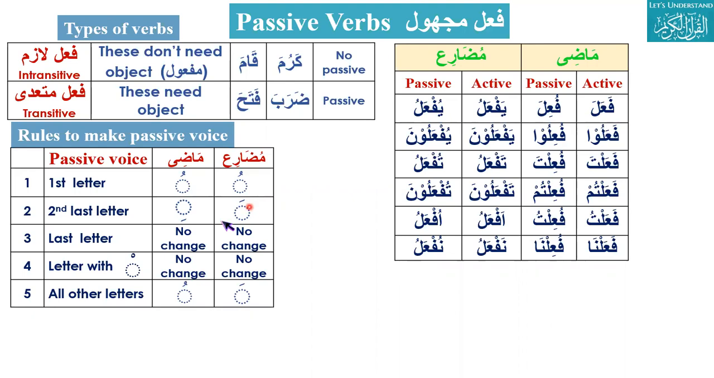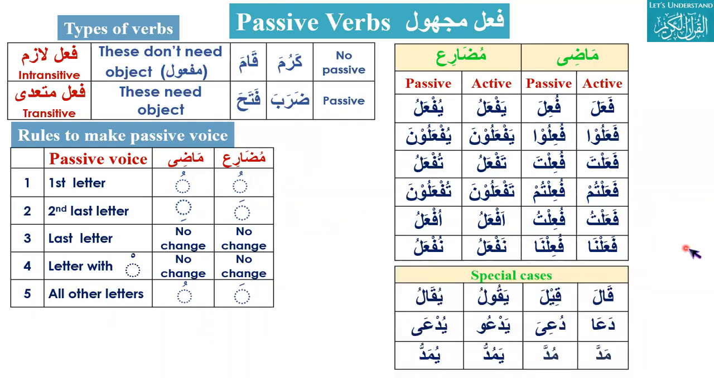Fatha means zabar. The last letter in Madi and Mudari has no change. And if there is a sukun, jazm, no change. For all other letters, other than these: there are already three letters here, so we don't see any others, because we have the first letter, the second last letter, and the last letter. But in Madi, by default, any other letter other than the first and second last will have pesh. And in Mudari, it will have zabar.